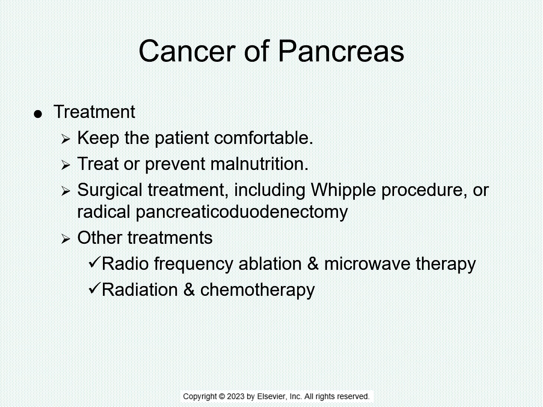Treating or preventing malnutrition is a major goal. Enteral feedings may need to be given into the jejunum through a jejunostomy. Total parenteral nutrition may be needed to provide adequate nutrition. Nursing care is geared toward managing the severe pain and managing any side effects of the treatment.